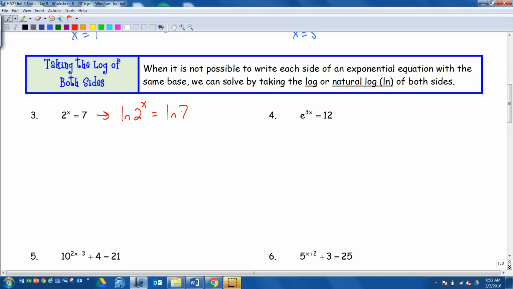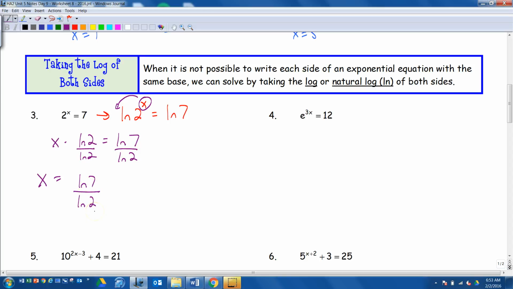Why we do that though, this is the best part. We can now use our property we learned yesterday and say, okay, now I have this. What's true about exponents? I could put those down in the front. So I get x times the natural log of 2 is equal to the natural log of 7. Remember, the natural log of 2 and the natural log of 7 are just numbers. Okay? Then I can solve for x by dividing by the natural log of 2. So I get x is equal to the natural log of 7 over the natural log of 2.